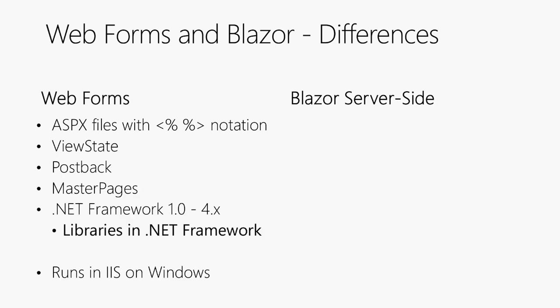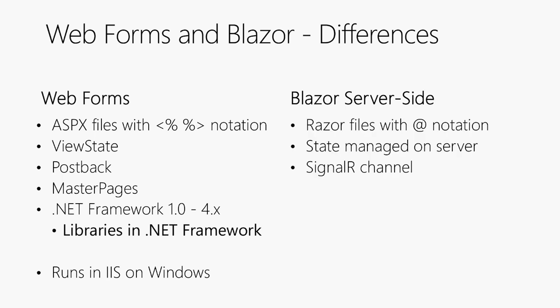And I've also got master pages. I can execute in .NET Framework 1.0 all the way up to 4.8, right? I've got libraries that are written that target .NET Framework that I can use in web forms, and it runs on IIS on Windows. I've got one place to think about deploying. It's Windows. I'm running on Windows Server, and everything is good. It's a very fixed target that I'm going after.